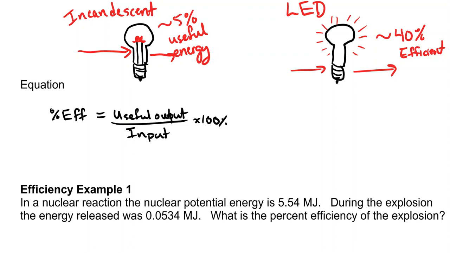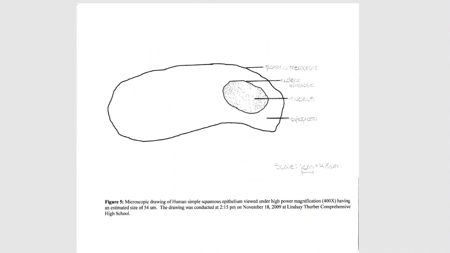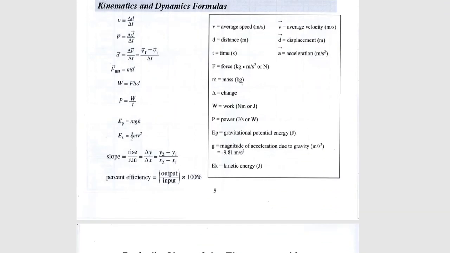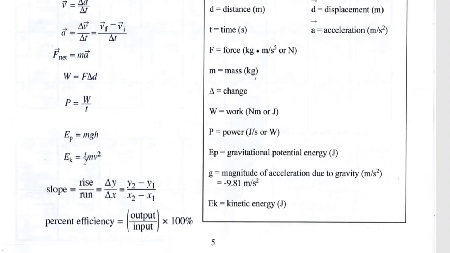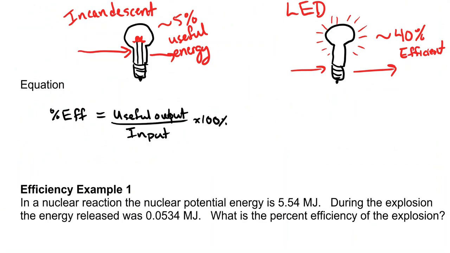When we take a look at our data booklet, this equation's in our data booklet as well. There we go. So we see percent efficiency way down here at the bottom. It's just output over input times 100%. It's the exact same thing I wrote down, I just wrote it down in a little bit of a different way. So that's the one way that you could write this.